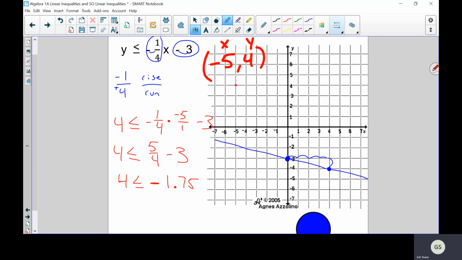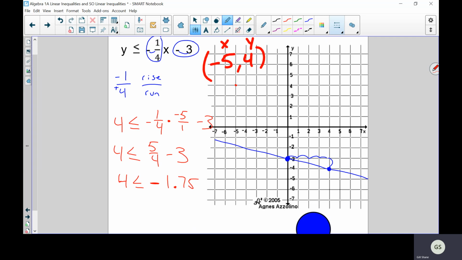Now, when you get to the point where you have one number on both sides and then a symbol in the middle, this is when you ask yourself a big question. This is a $1 million question right here. Is that true? Is 4 less than or equal to, is it equal to it? Are they equal? No. Not equal. Is 4 less than -1.75? Yes. 4 is less than -1.75?